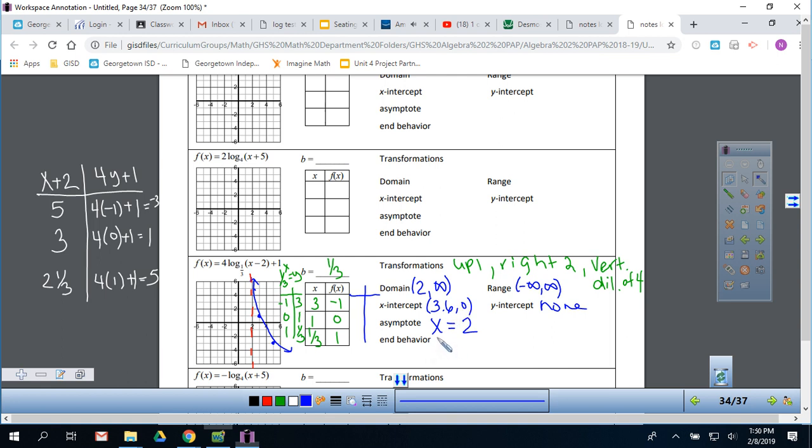And then end behavior: as x approaches 2, y will approach infinity. So as we get closer to 2, where is our end of our line going? Infinity. And as x approaches infinity, so as we move to the right, we're heading to negative infinity.